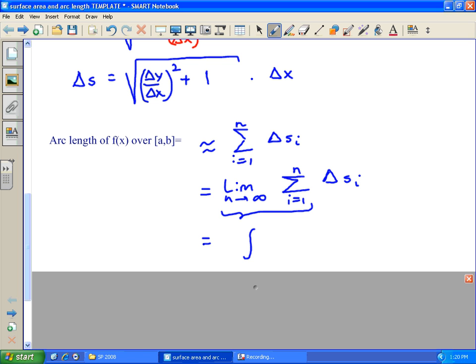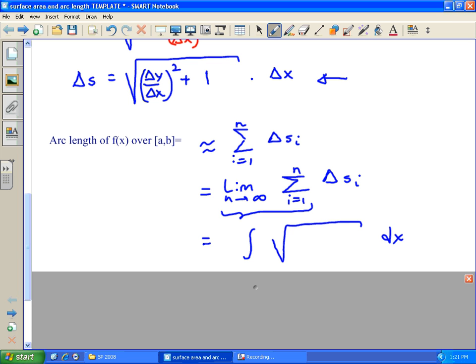Now, instead of delta s sub i, let's look back up there at what we got. We got the square root of delta y over delta x. But in the limiting case, we don't usually write delta. We usually write dy or dx, right, as n goes to infinity. So our delta x from here is going to be our dx. Now, what else should I have under the square root sign?